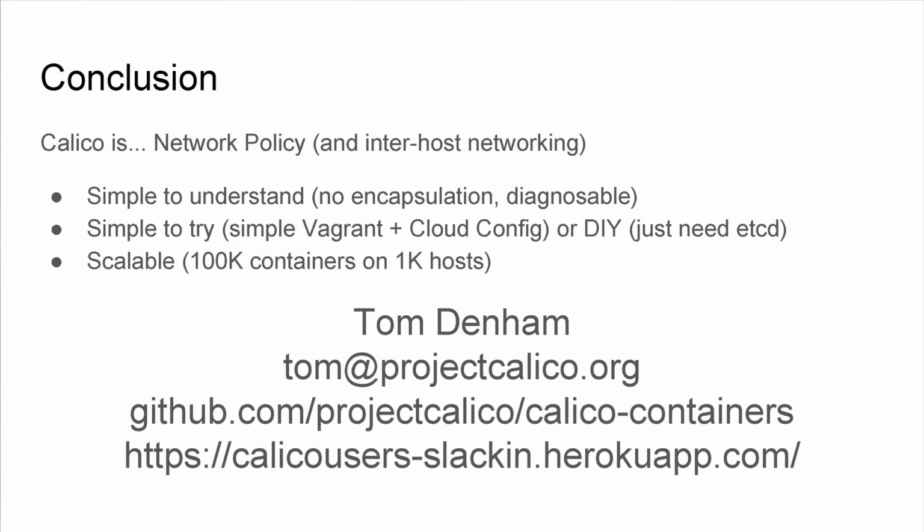Hopefully I've shown you that Calico is a provider of this network policy, as well as doing this inter-host networking. It's very simple to understand, especially for network people. There's no strange new technologies. It's just using standard Linux technology. No encapsulation, makes it very easily diagnosable. It's very easy for people to try out. I'd really encourage everyone to give it a go. I'd love to hear feedback. Just this simple Vagrant setup with a simple cloud config, and it's highly scalable. We regularly test to 100,000 containers over 1,000 hosts.